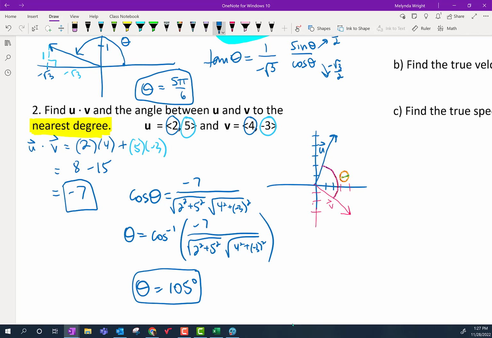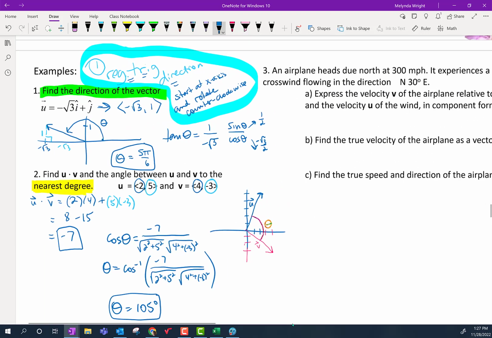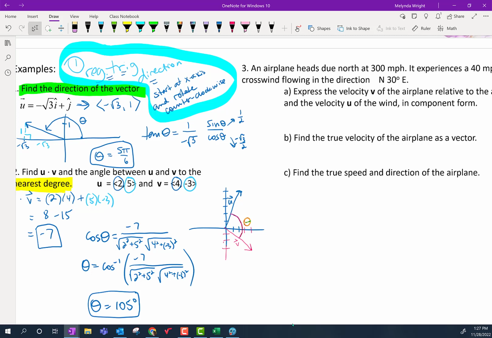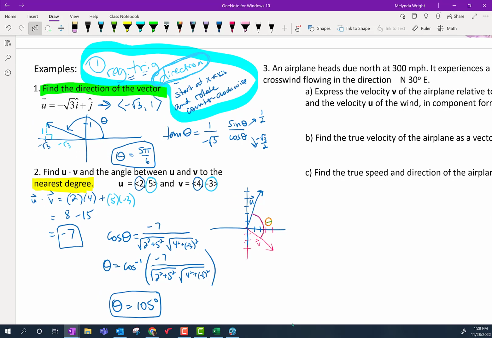The last kind that we're going to work on is an application problem. This is where I want to go over the other two kinds of direction. So I'm going to circle this. This is regular trig direction. Regular trig direction starts at the x-axis and rotates counterclockwise. And how do I know that it's regular trig direction? Because they just give me a vector in standard form and say find the direction. They don't tell me anything. They don't say it's a bearing of, or north, south, east, west. None of that. So that's regular trig direction.